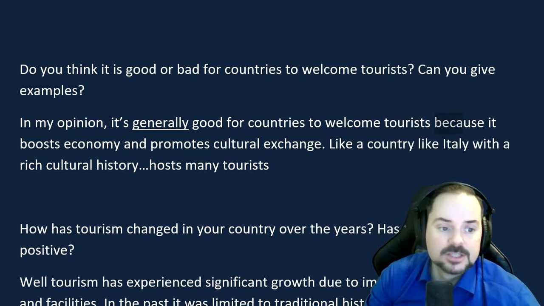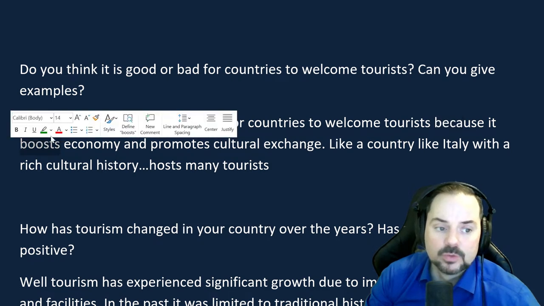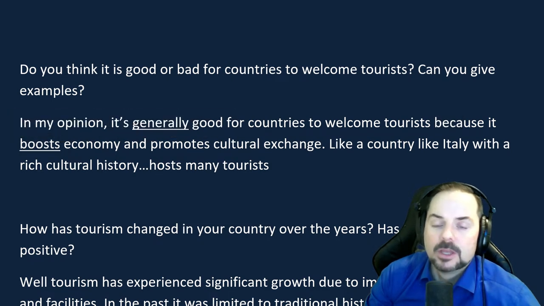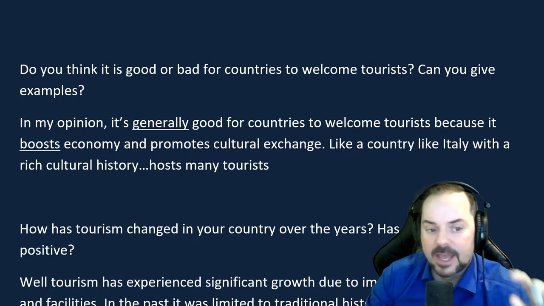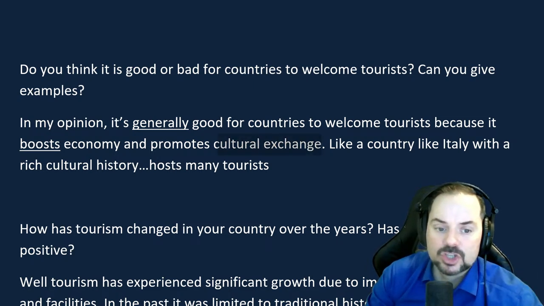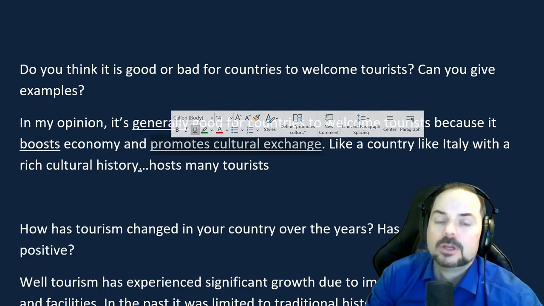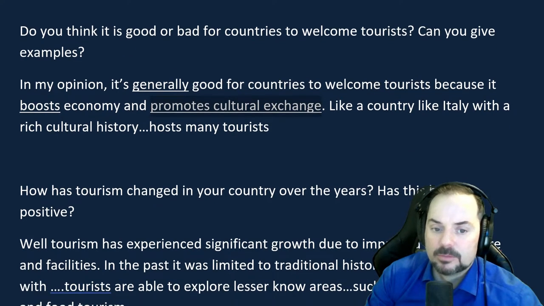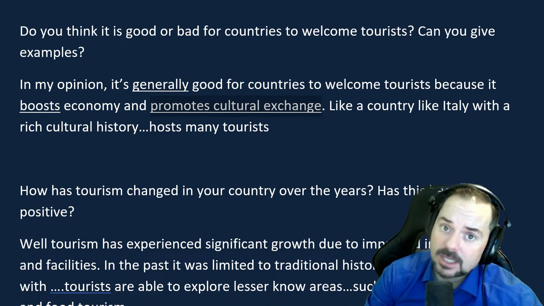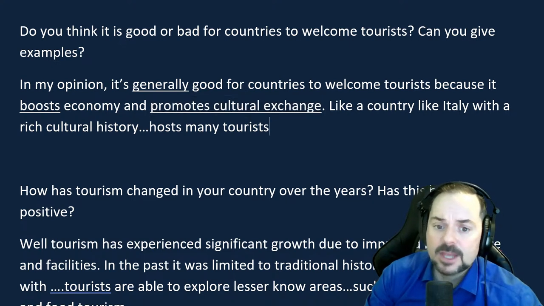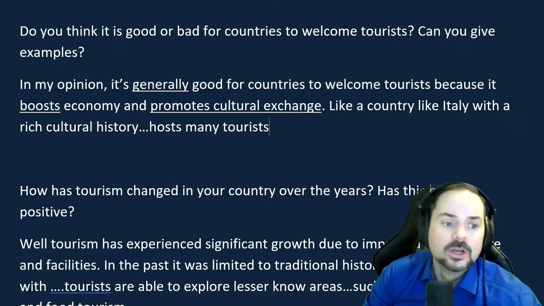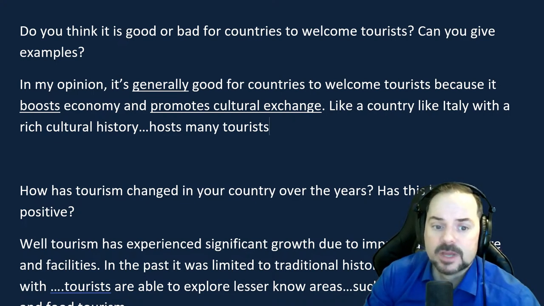You said, because it boosts economy. So really good use of the word boosts. You said another point, and then you said, and promotes cultural exchange. Really nice use of English vocabulary. Promotes cultural exchange. And it's a very good idea as well. And then you used your own country. You said, a country like Italy, with a rich cultural history, hosts many tourists every year. And you explained it. That was very well done.